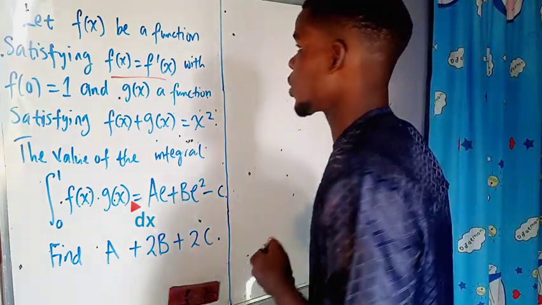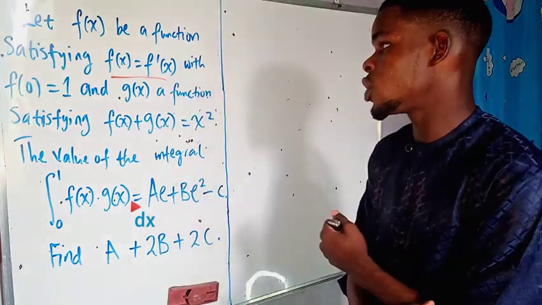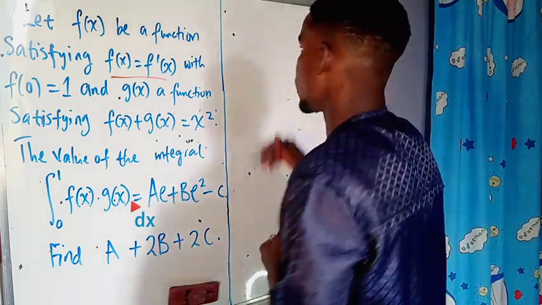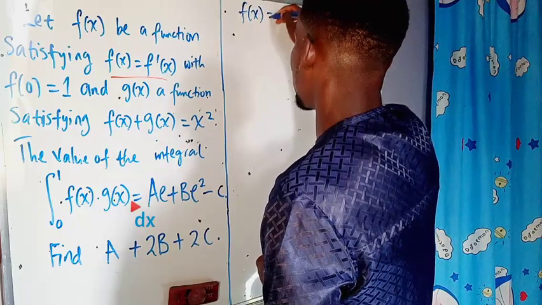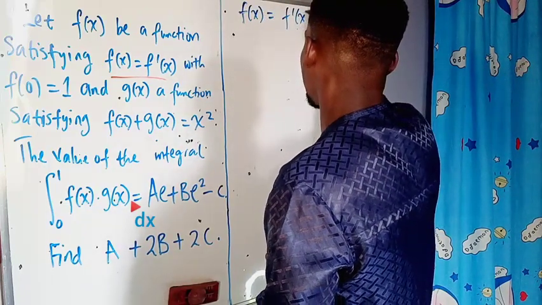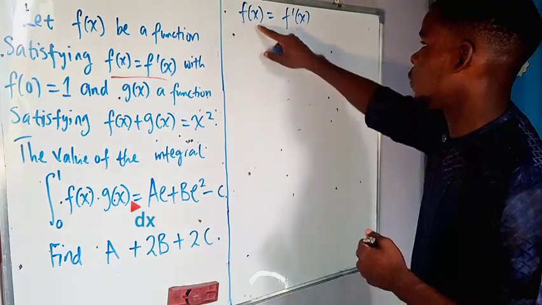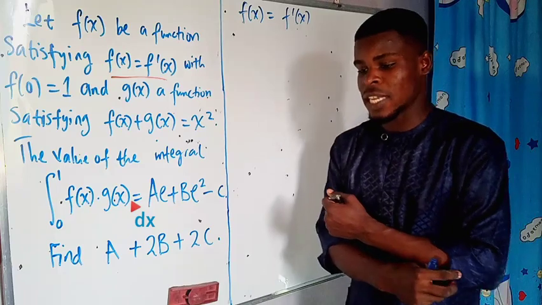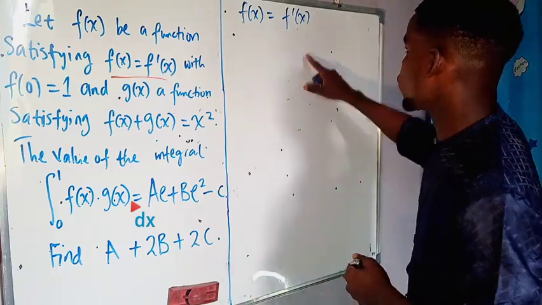So let's just get on with it real quick. The first equation we want to start off with is this equation, which will help us find the function f of x. So we have f of x equals f prime of x. This is a differential equation, where the function is the same thing as its derivative. And this tells us about the exponential function, because that's how the function behaves.